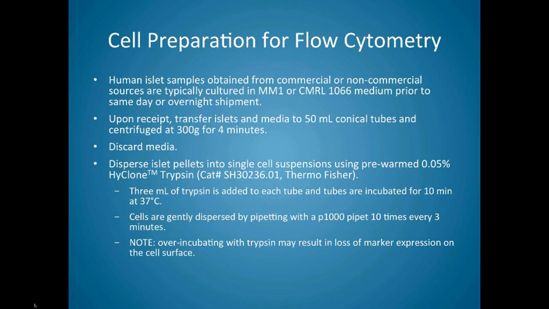Upon receipt, we either use them immediately, which we try to do, or we sometimes hold them overnight before using them. When we're dissociating those, we initially spin them down at 300 G for approximately 4 minutes. We discard the media, and then we disperse the cells into single-cell suspensions using pre-warmed HyClone trypsin.